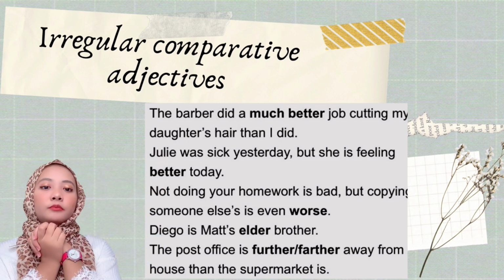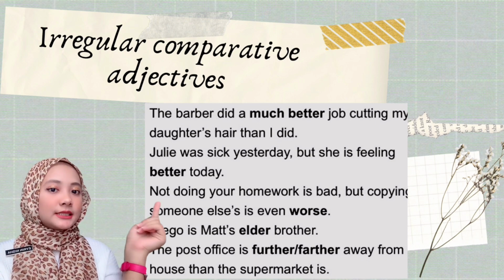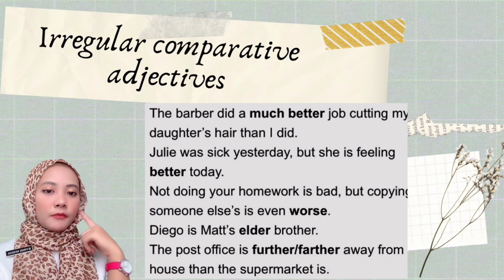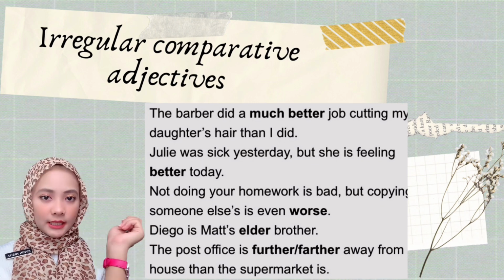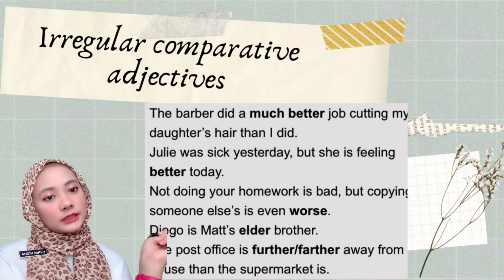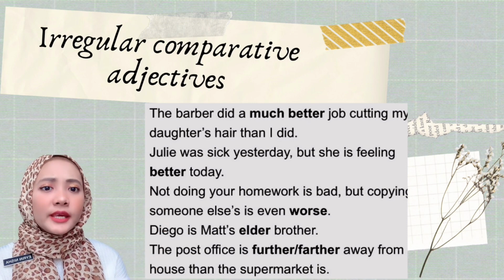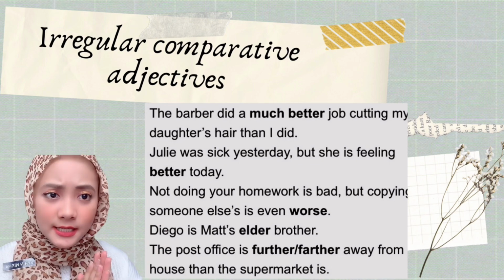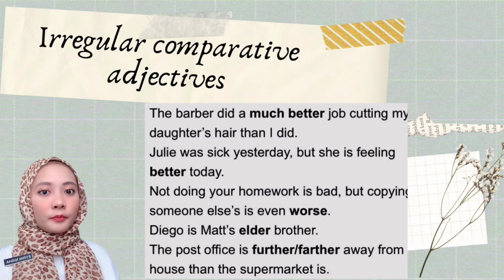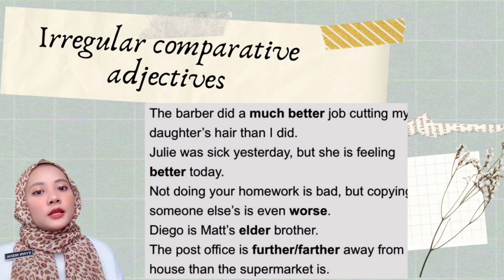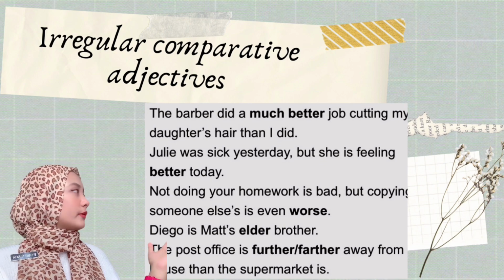Alright, the examples in sentences are: first one, the barber did a much better job cutting my shorter hair than I did. Second, Julie was sick yesterday, but she is feeling better today. Third, not doing your homework is bad, but copying someone else is even worse. Fourth, Diego is Max's elder brother. Number 5, the post office is farther away from my house than the supermarket is.